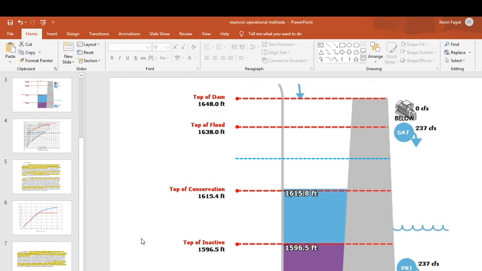So hopefully this helps you better understand the three different methods and the trade-offs with each method of reservoir operations.